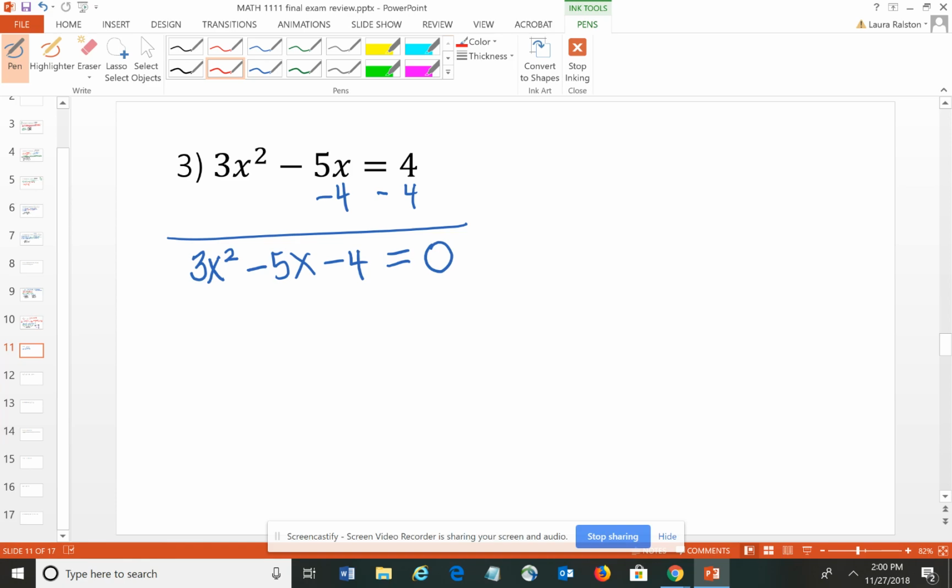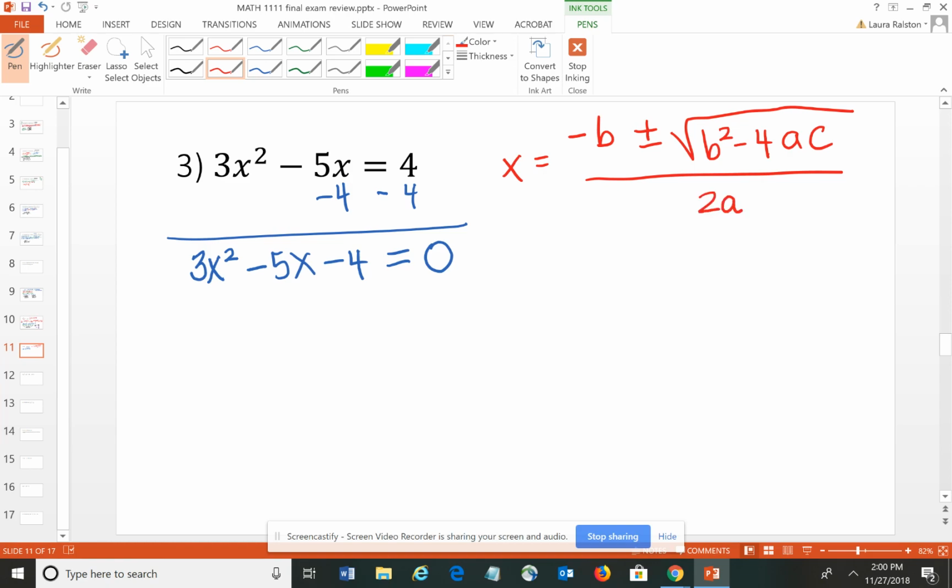I think for demonstration purposes, I'm going to use the quadratic formula this time, which, if you'll remember, is the opposite of b plus or minus the square root of b squared minus 4ac all over 2a. Now, again, remember where the a, b, and c come from. Remember, a is the number in front of the squared term, b is the number in front of the x or the linear term, and c is the constant.